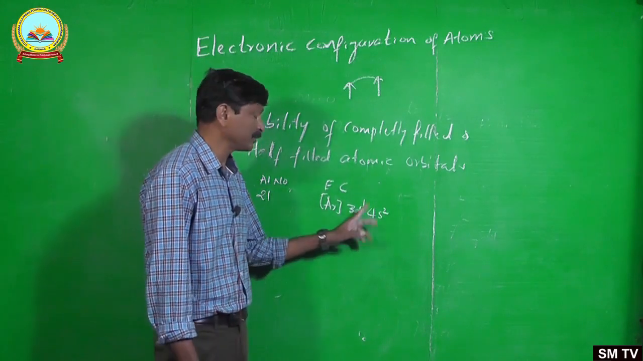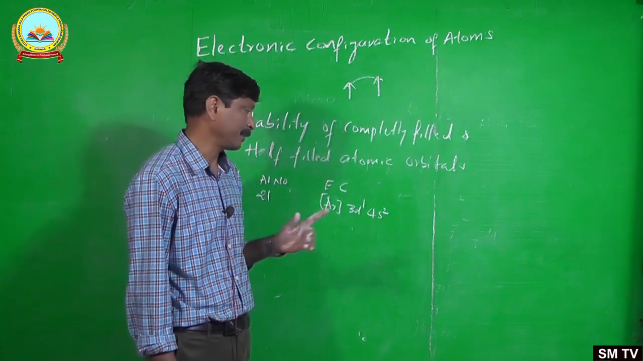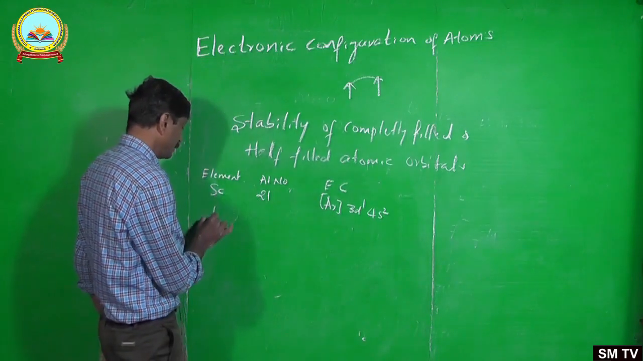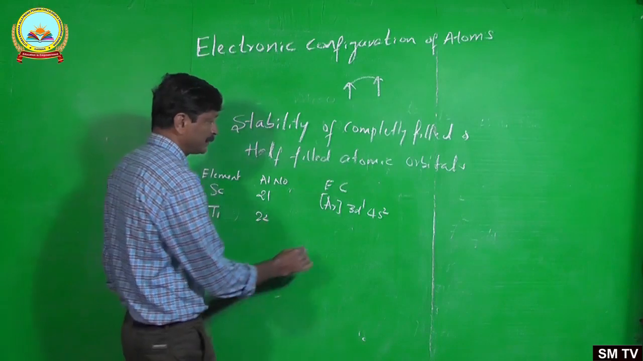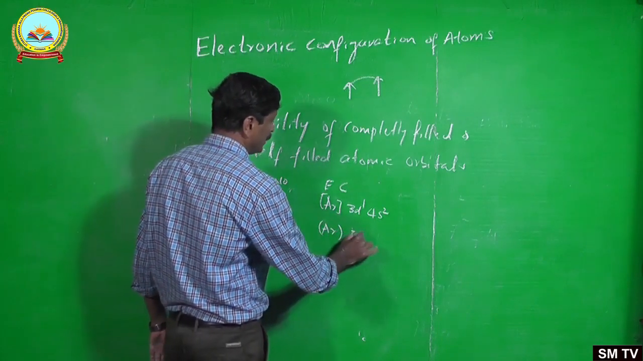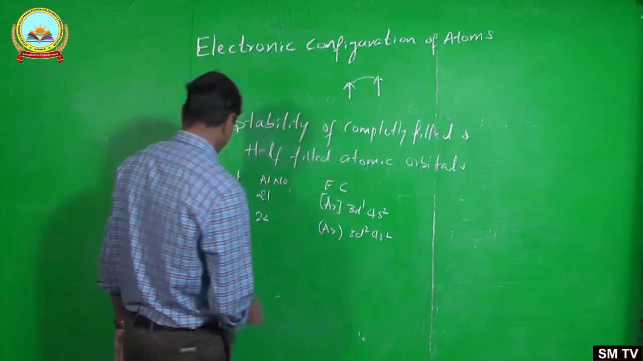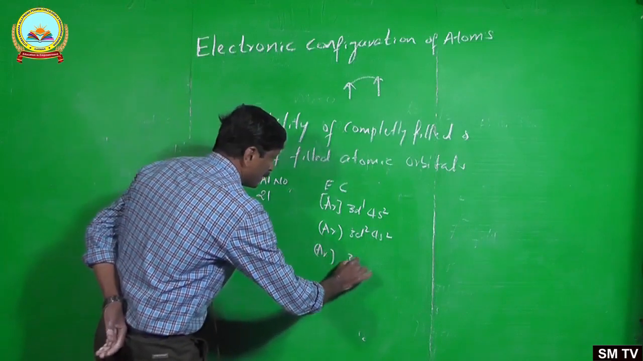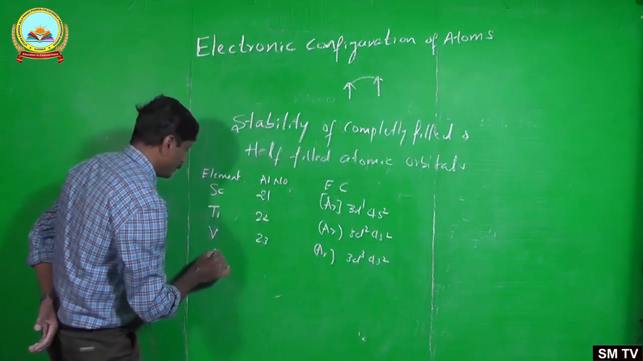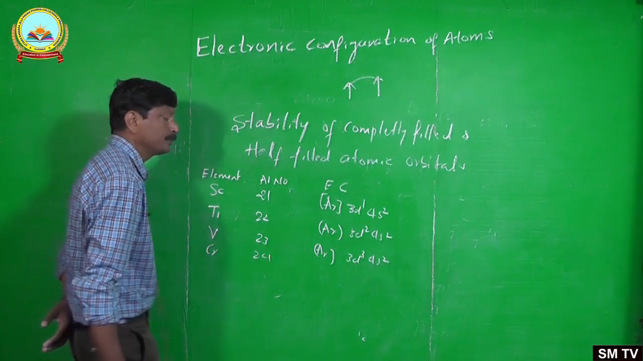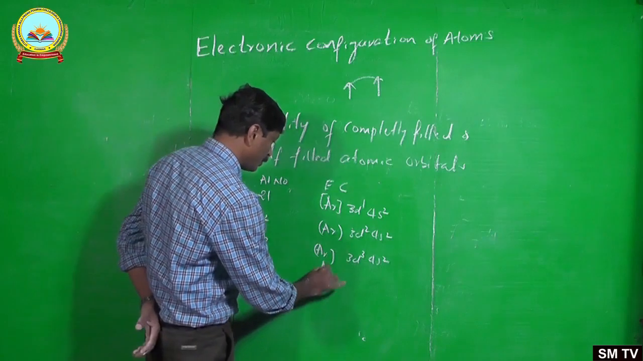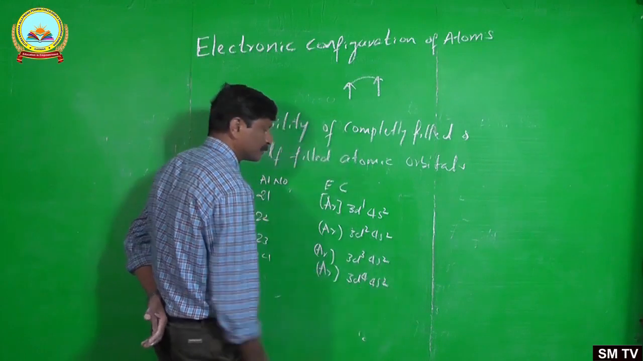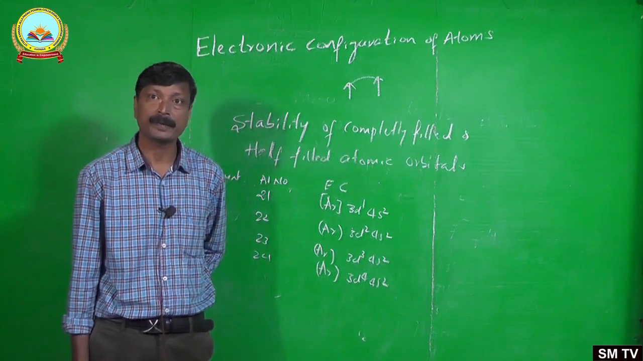The outer 4s orbital has 2 electrons already occupied. Now the electron comes to the inner 3d orbital. After scandium, titanium is 22. What is its configuration? 3d2 4s2. Vanadium, 23. Argon configuration 3d3 4s2. Chromium, 24. See, what electronic configuration are you expecting here? Argon configuration 3d4 4s2. This is the configuration you expect, but this is not it.